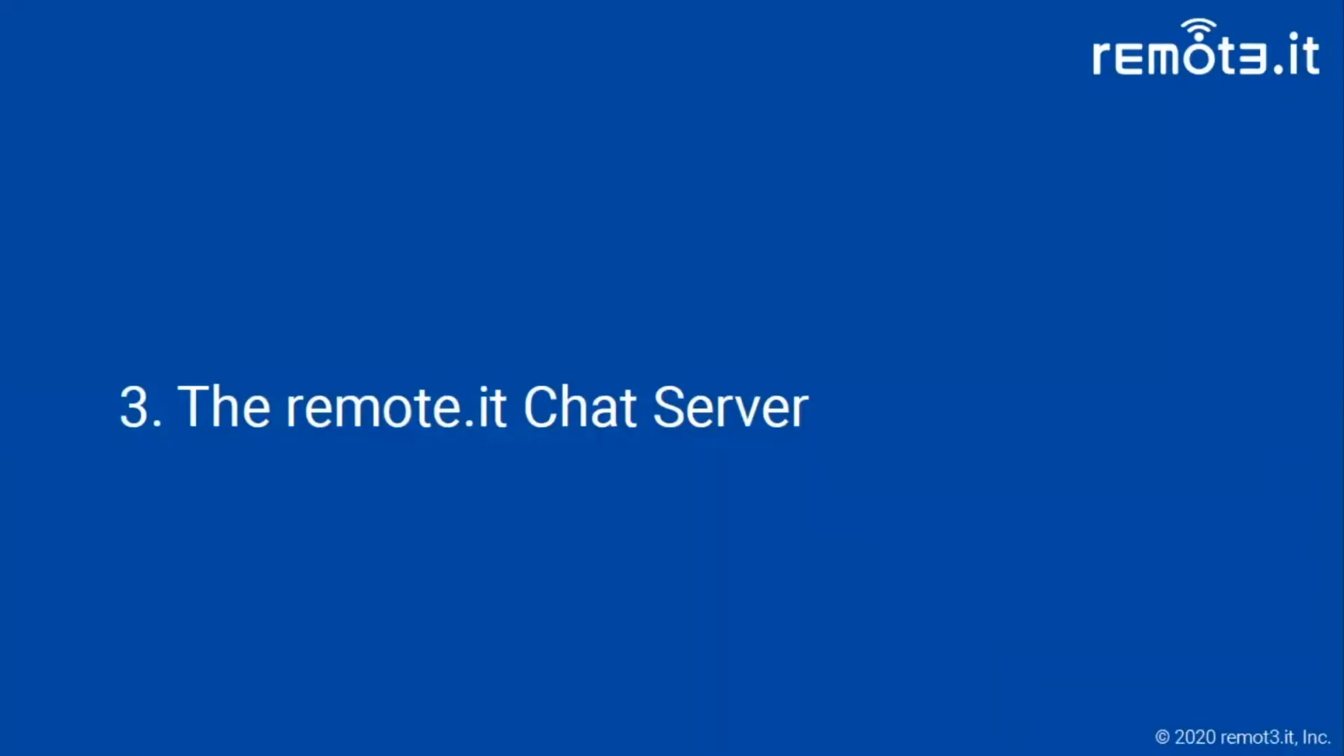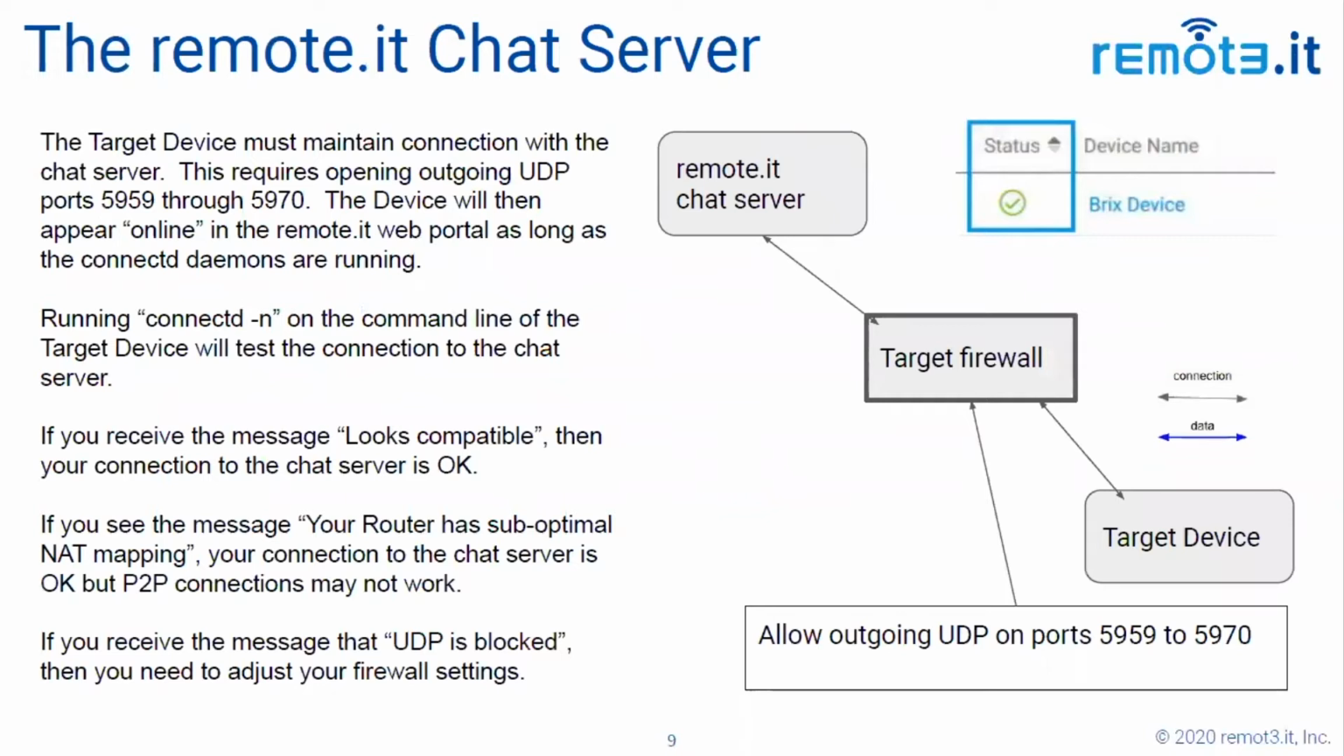So the first thing I'm going to talk about is the remote.it chat server. The remote.it chat server is part of our infrastructure. And when your target device starts up, it maintains a periodic communication, sort of like a heartbeat or ping. It's not literally a ping, but it periodically sends a message up to the chat server saying, I'm here and I'm alive. And when you have communication between the target device and the chat server, then your device will appear online in the remote.it portal or in the desktop application.